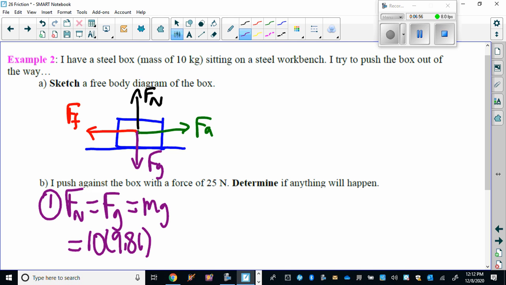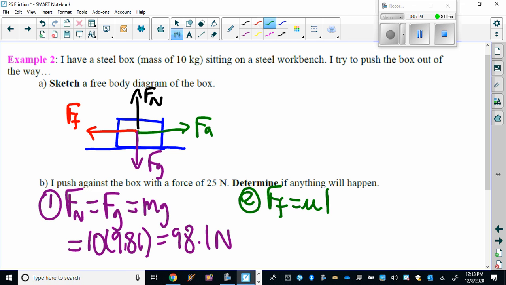You'll notice we're not using the negatives here. You can put the negative in if you want, but we know the normal force is going up. It's going to be positive, so I'm just going to leave it out. Theoretically, it should go in. So there's a normal force. What's the next thing we want to find? Well, we want to find out what the force of friction is. So step 2, the force of friction, because if we find out what the force of friction is, we can determine if 25 newtons is enough to overcome that force of friction.